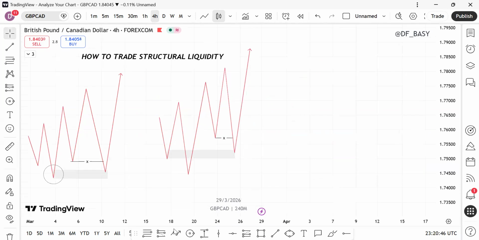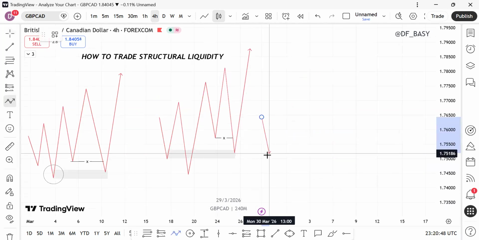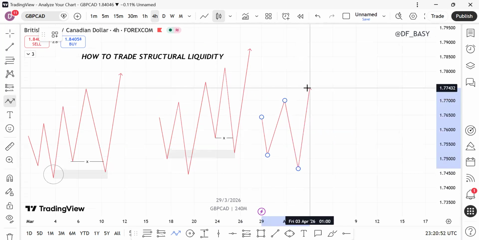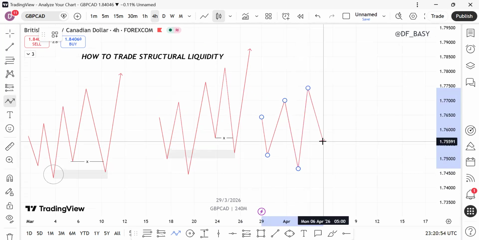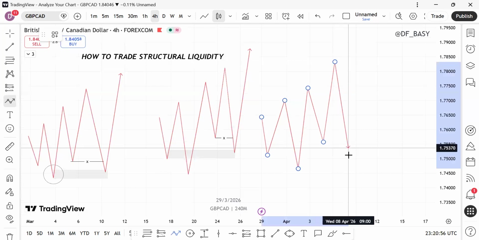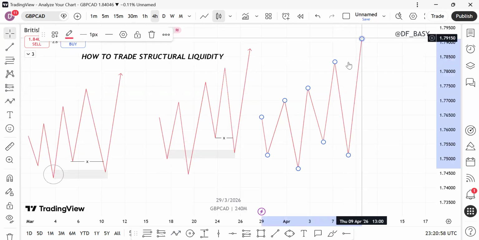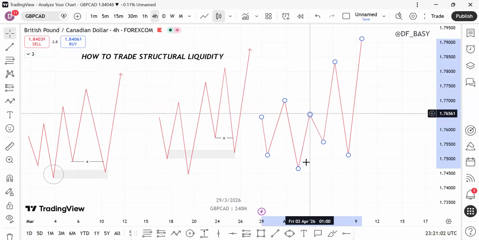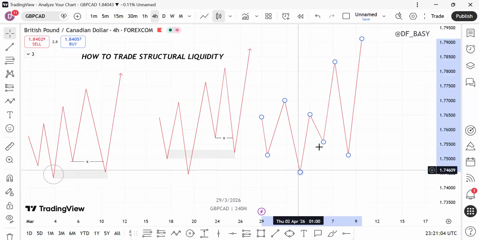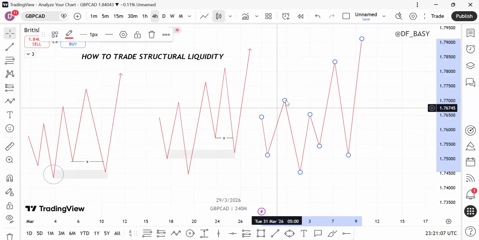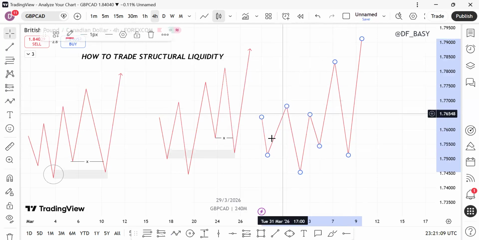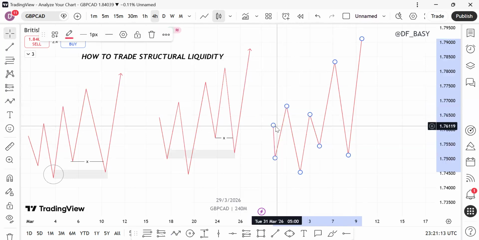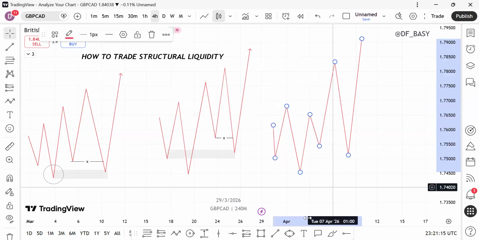There is another setup, the type 3 setup, where in this setup the market doesn't break structure on its own, the low that is caused, the liquidity. Let me explain that better. Hold on.